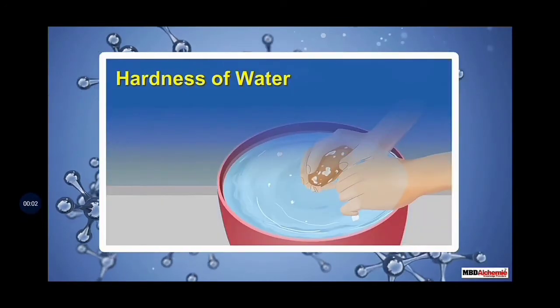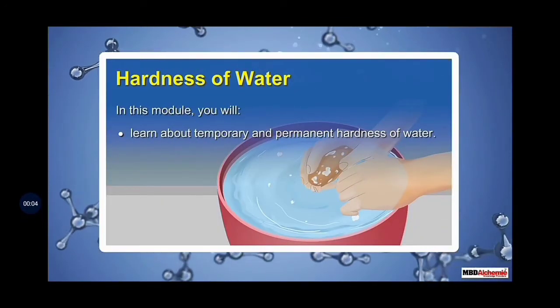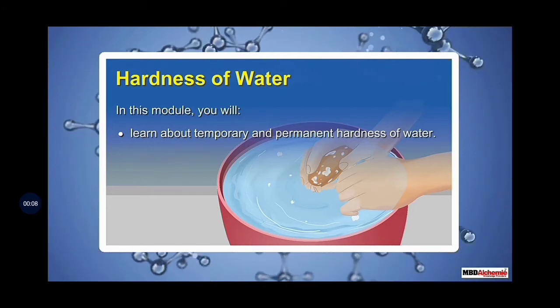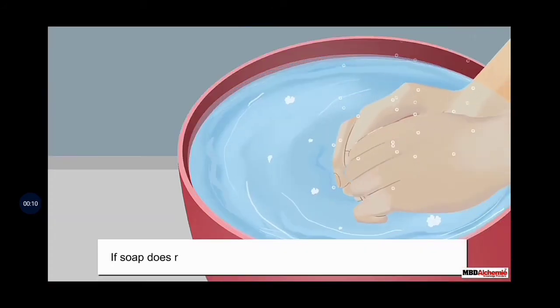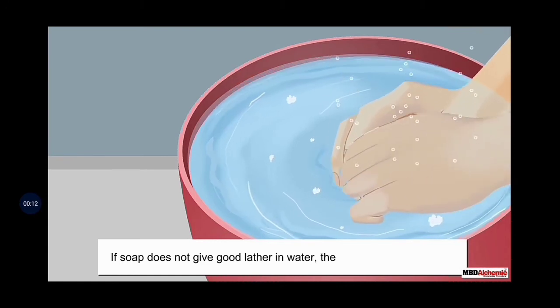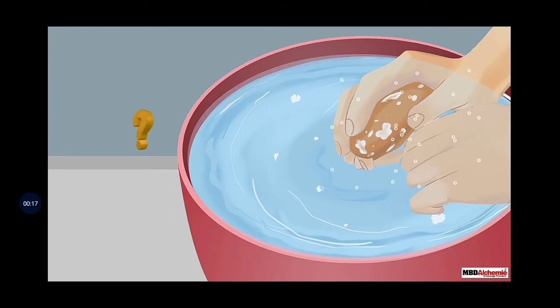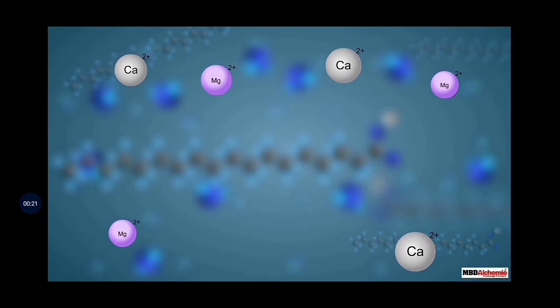Hardness of water. In this module, you learn about temporary and permanent hardness of water. If soap does not give good lather in water, the water is said to be hard. Now, what makes water hard? Well, calcium and magnesium ions present in water make it hard.